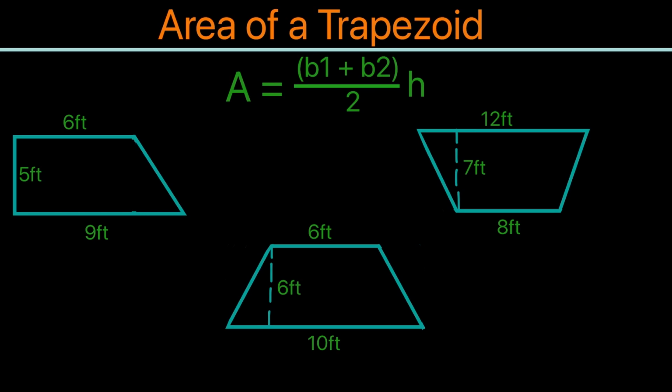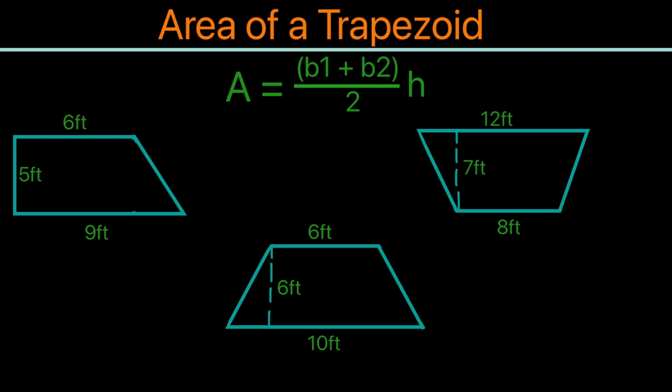So the formula of the area is below. B1 plus B2, divided by 2, times the height. And the B1 and B2 are base 1 and base 2. Below are 3 examples of trapezoids, and we're going over each one of them.